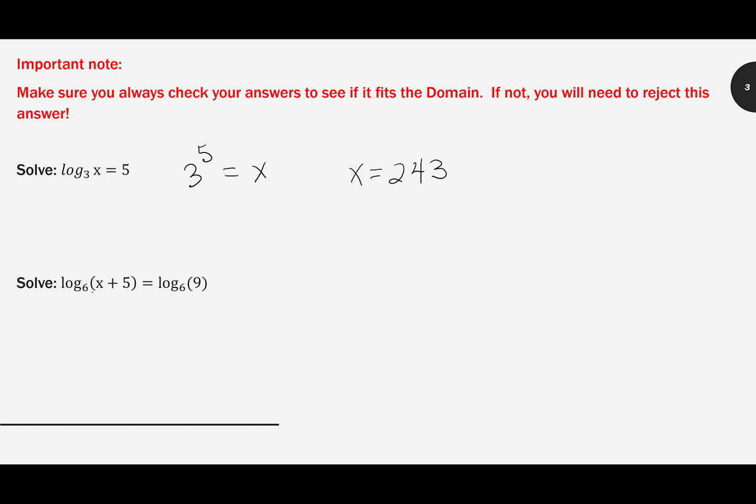So the logs are the same, which means I get to drop them. I say x plus 5 is equal to 9, x is equal to 4. Checking the domain just says, is this number positive when I plug it in? So 5 plus 4 is 9. That's positive. We're good. We just go to the next one.